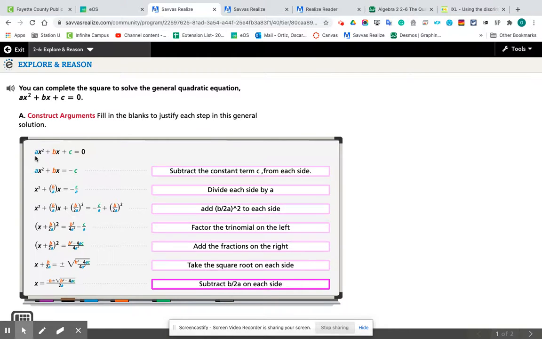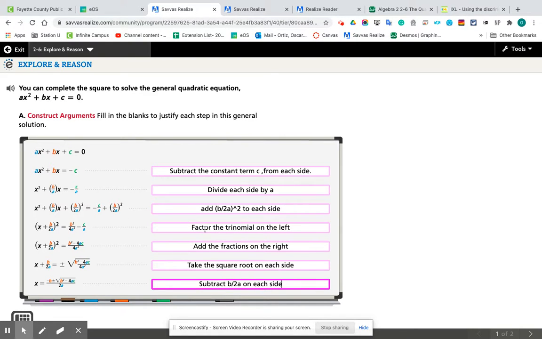So everything starts with a quadratic equation such as this one right here, where a is the number that multiplies the x squared, b is the number that multiplies the x, and c is the constant. So if we subtract c from both sides, we get the second step. If we divide each side by a, we get this third line right here. If we add b divided by 2a raised to the second power to both sides, so this term right here, to the left and to the right, we get that equation.